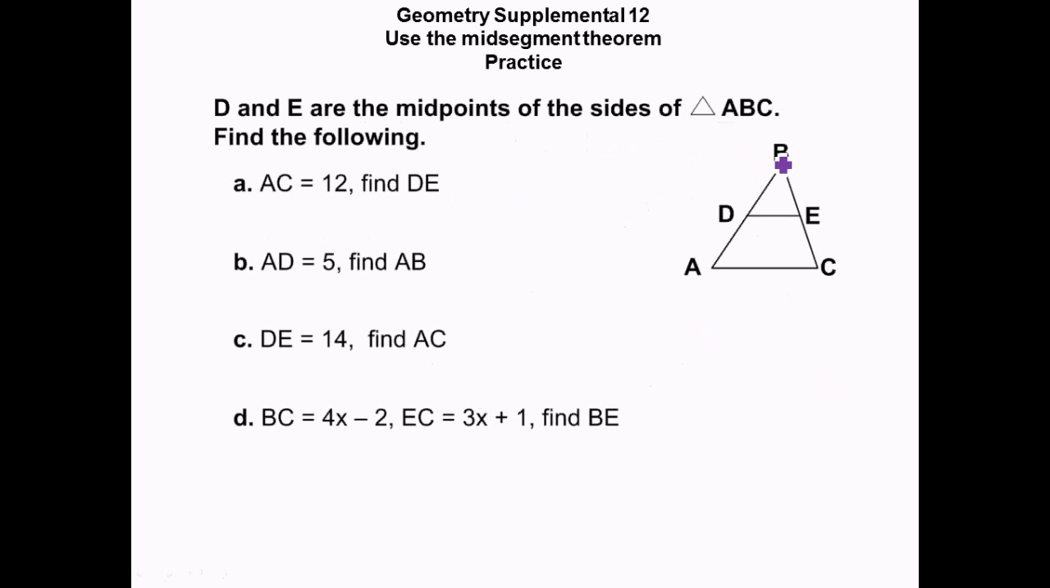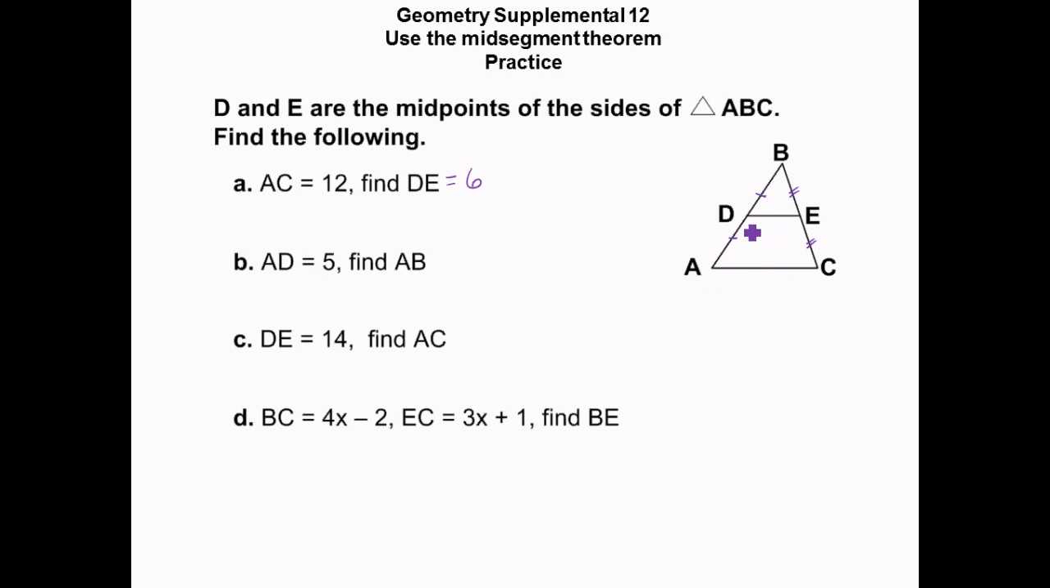Okay, now we have triangle ABC. AC is 12, so what's DE? DE is going to be half the length of AC. 6, yeah. So what will happen is this length will be the same as that one, this length will be the same as this one, and this is half of that.